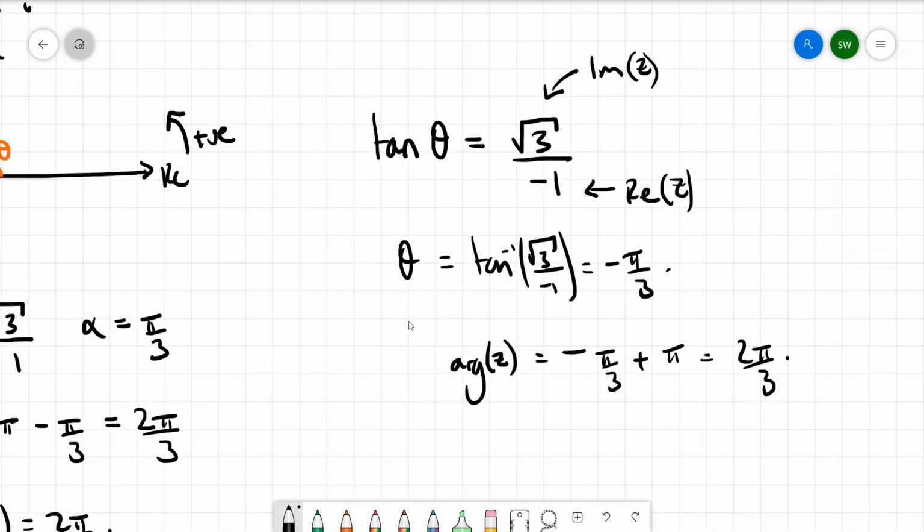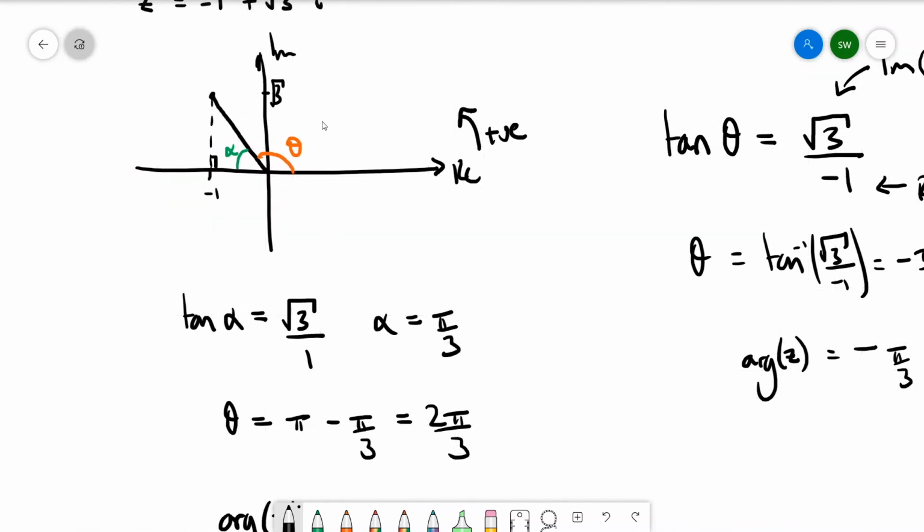So just be really careful when you use this formula, because you've got to make sure it makes sense with the diagram given in the Argand diagram.